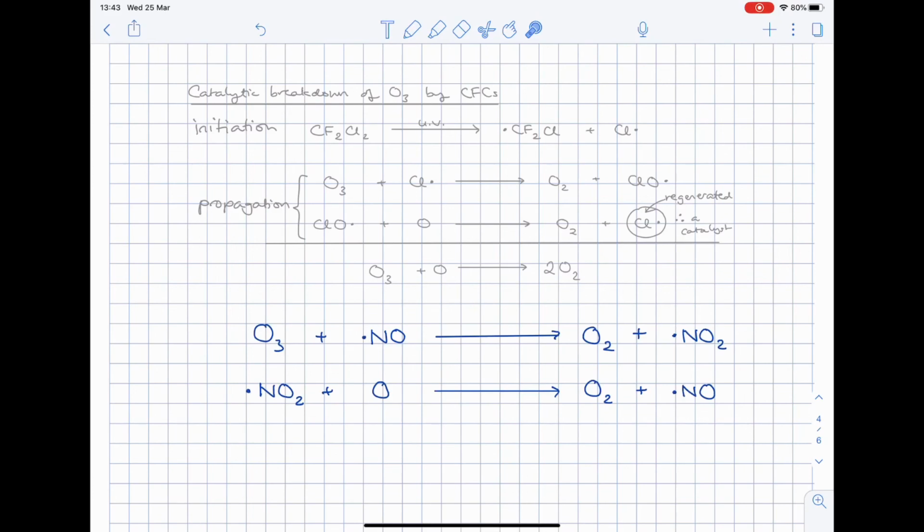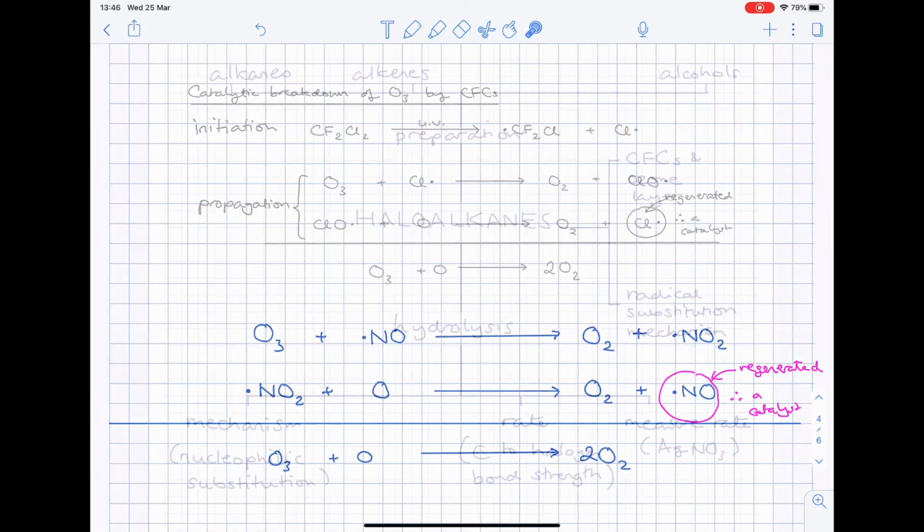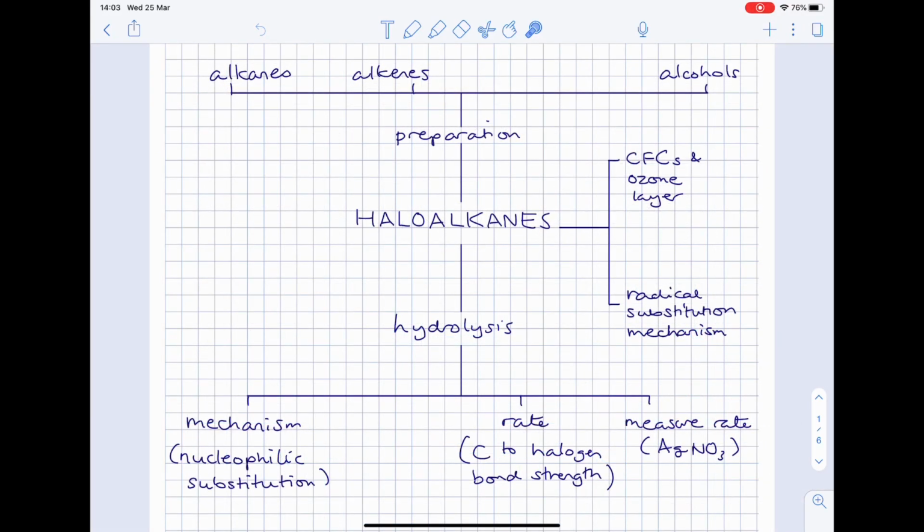So if we combine these two steps and cancel out the spectators, which are the radicals, we get the same overall equation as with the breakdown of ozone by CFCs. This is how nitrogen oxide catalyzes the breakdown of ozone to oxygen. Nitrogen oxide is a catalyst because it's regenerated in the second step. So now we know the mechanism by which nitrogen oxide breaks down ozone. We've completed all the topics for haloalkanes in the first year.